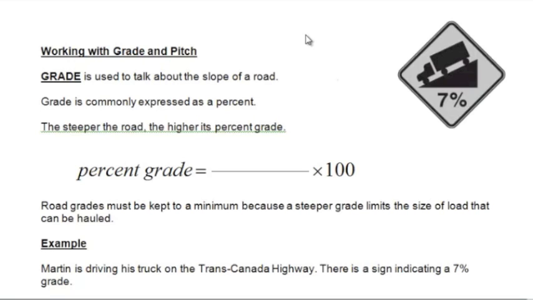Okay, welcome back. This video will continue looking at slope as it applies to both grade and pitch. First of all, grade is used to talk about the slope of a road. Grade is normally expressed as a percent. The steeper the road, the higher its percent grade. Percent grade is just the slope. That's the rise divided by the run times 100, and this 100 turns it into a percent.